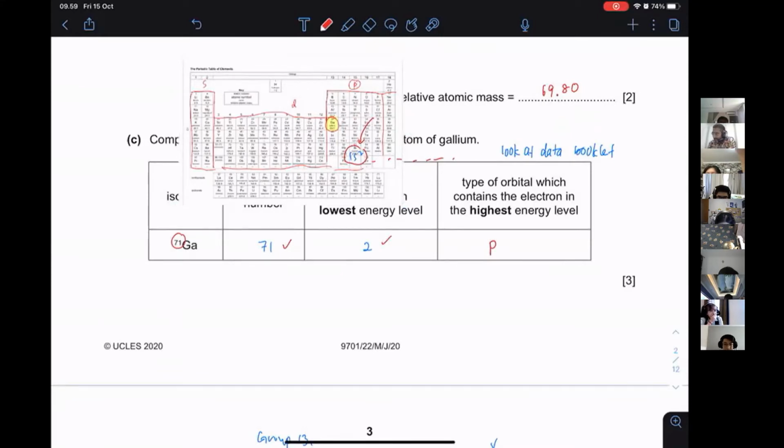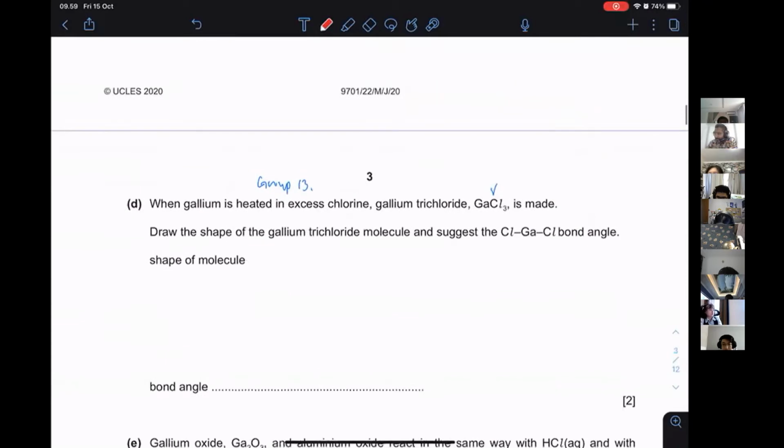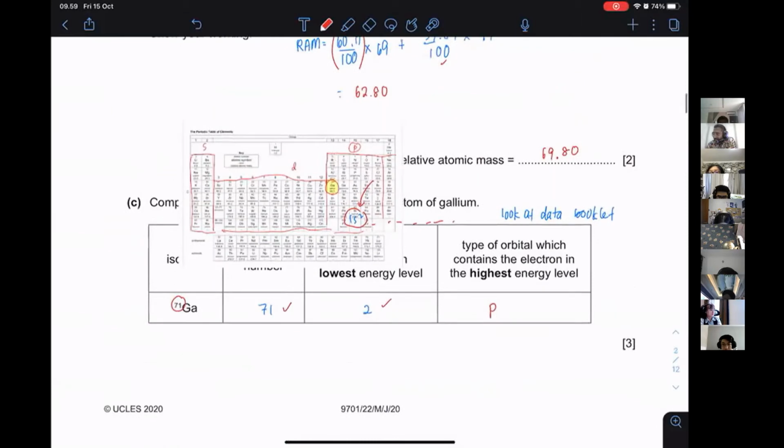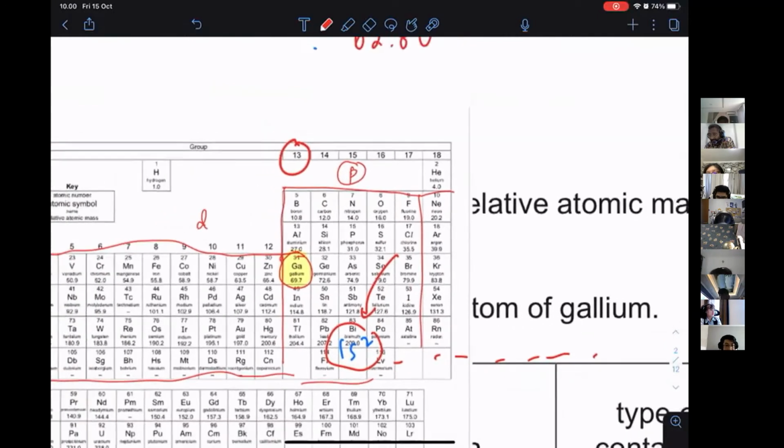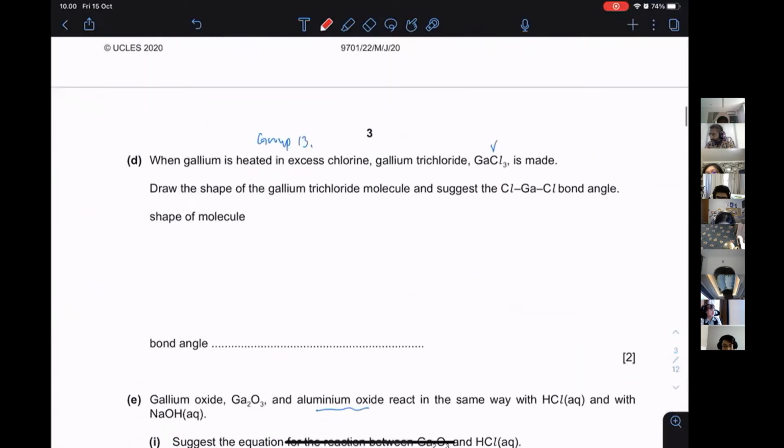So the next question is: when gallium is heated in excess chlorine, gallium trichloride is made. Draw the shape of gallium trichloride. If you look at gallium, gallium is going to be group 13, so the valence electrons is going to be 3. Gallium is similar to aluminium, with 3 valence electrons, and then you have Cl with 7 valence electrons. So they are going to form a trigonal planar shape. So draw the shape.